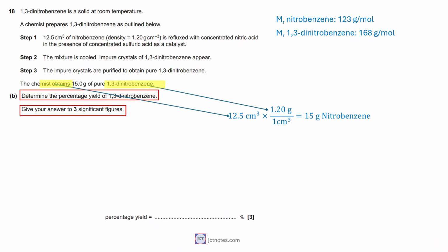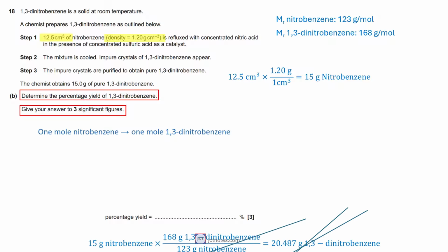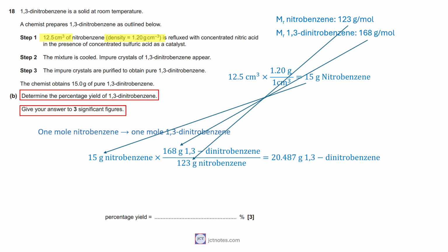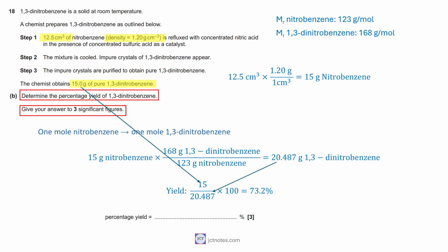With the given density of nitrobenzene, we can get that 12.5 cubic centimeters are 15 grams of nitrobenzene. Since 1 mole of nitrobenzene yields 1 mole of 1,3-dinitrobenzene, using the molecular masses, we get that 15 grams of nitrobenzene should produce 20.487 grams of 1,3-dinitrobenzene. But as we only get 15 grams, the yield, to 3 significant figures, is 73.2%.